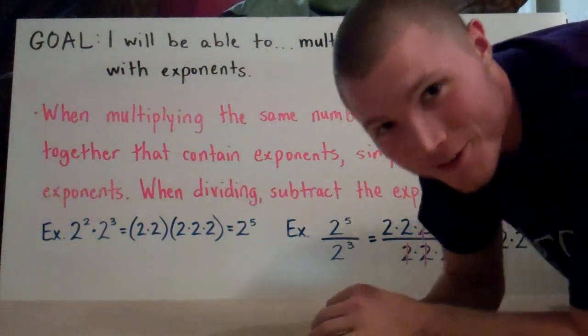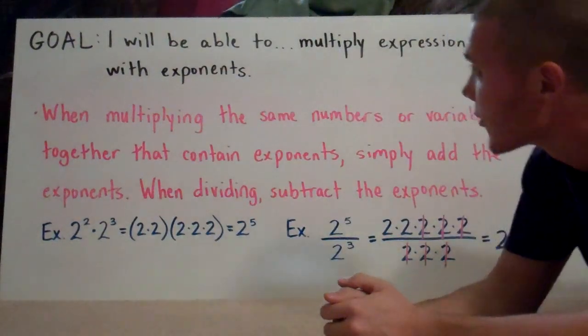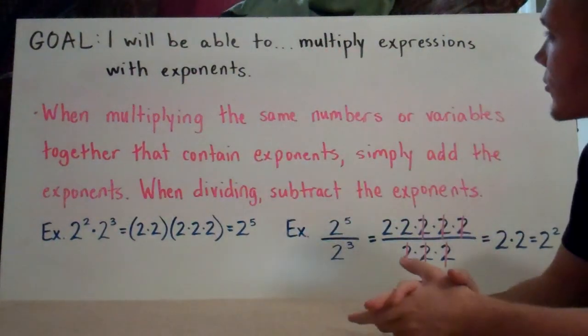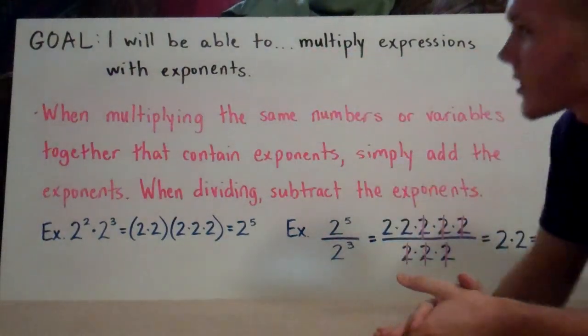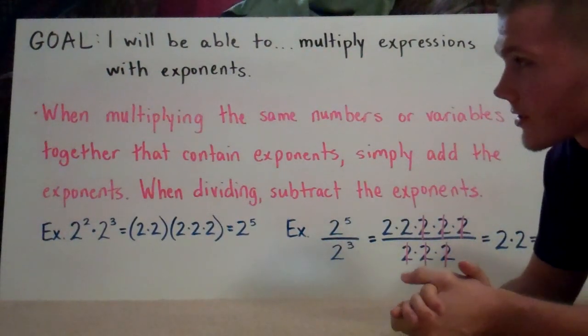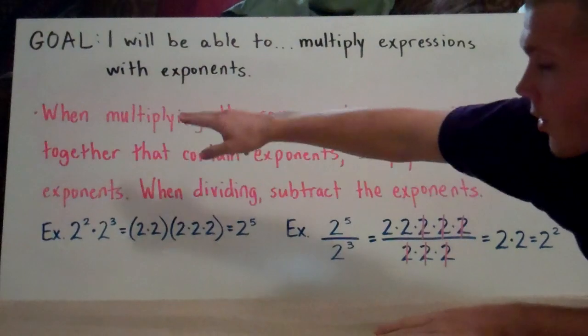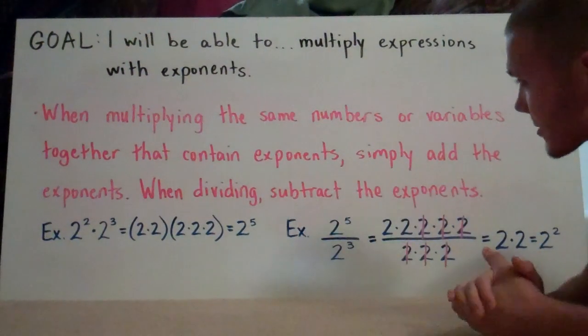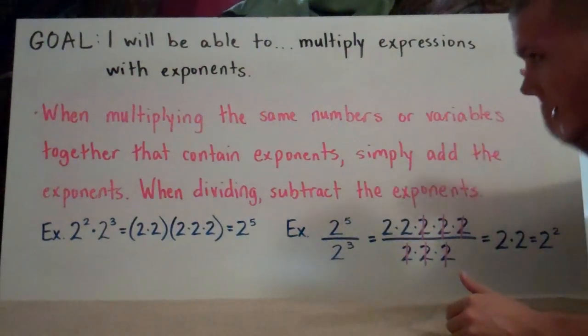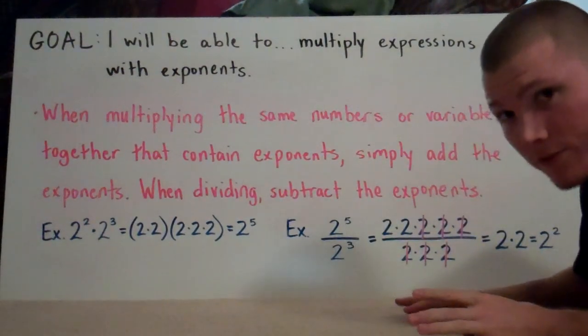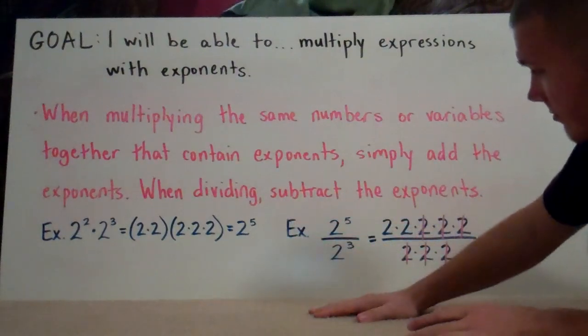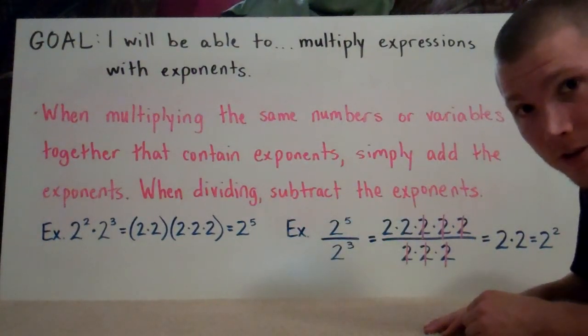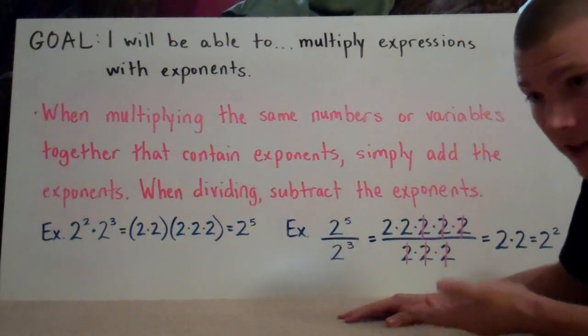Alright, how's everybody doing? The goal for you guys is for you to be able to multiply expressions with exponents. So first thing you want to remember, when you're multiplying the same numbers or variables together that contain exponents, simply add the exponents. That's all you have to do. When dividing, you subtract the exponents. And I'm going to show you why that is.